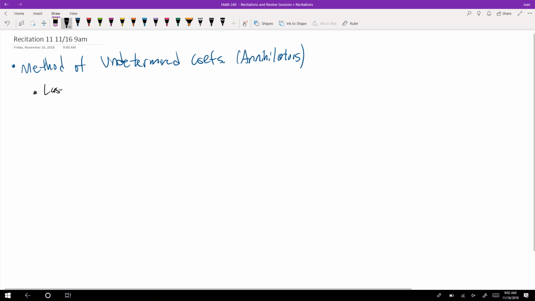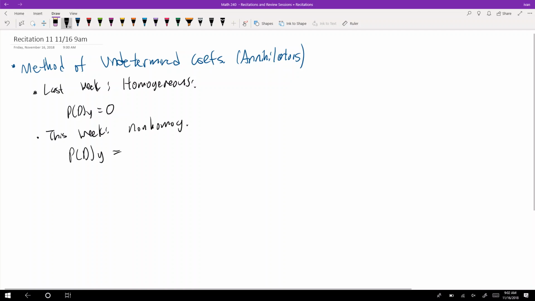So last week, right, we talked about homogeneous diffeqs. So we talked about P(D) of y is equal to 0. And so this week, then, we're going to talk about non-homogeneous, where P(D) of y is equal to f of x. And so we have a right-hand side now that's going to be non-zero. Okay, so that's the difference. That's literally the only thing we're doing differently.